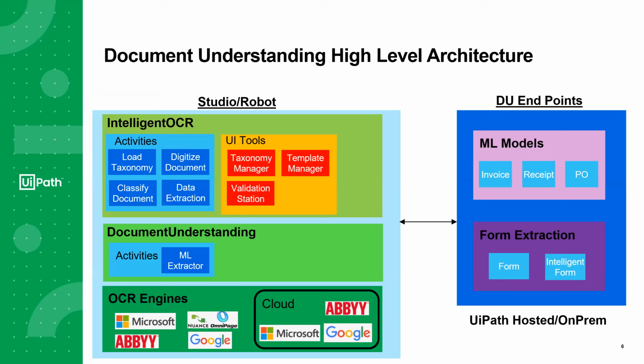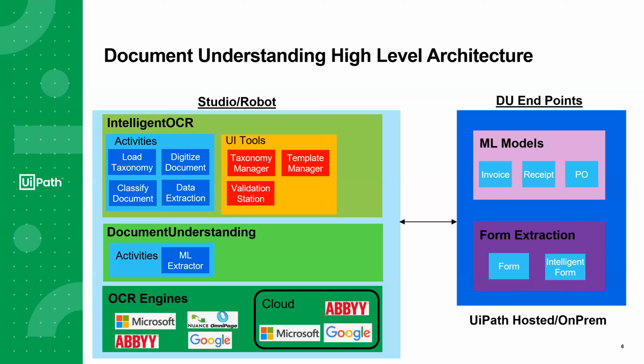So the main activities in this particular package are the load taxonomy, digitize document, classify document, and data extraction. You may have used this in your past automations. And we also have what we call UI tools when we load this Intelligent OCR package. So we have taxonomy manager, template manager, and validation station. We'll talk about this in a bit more detail.